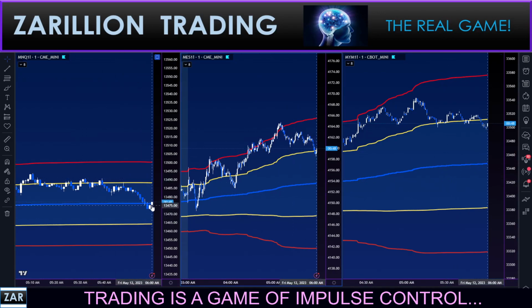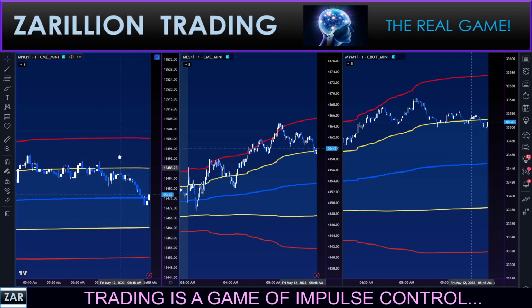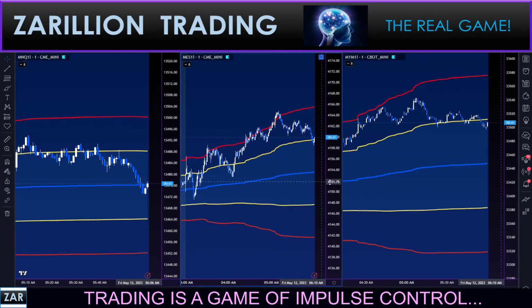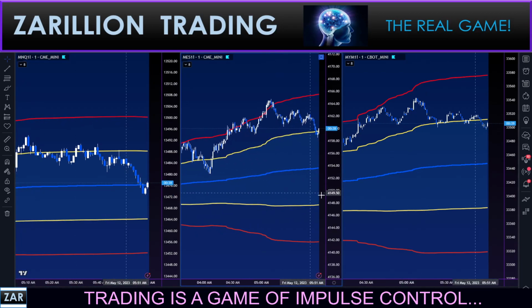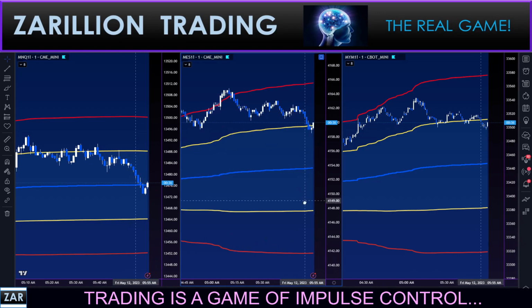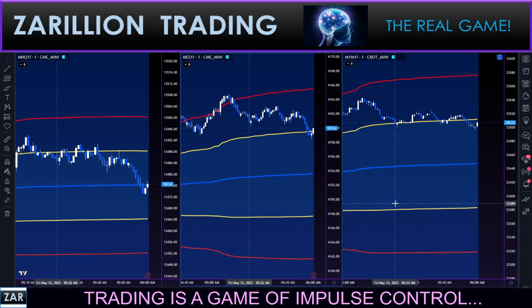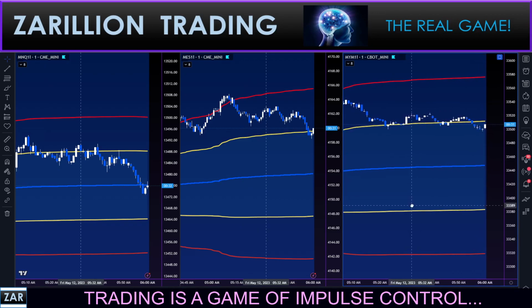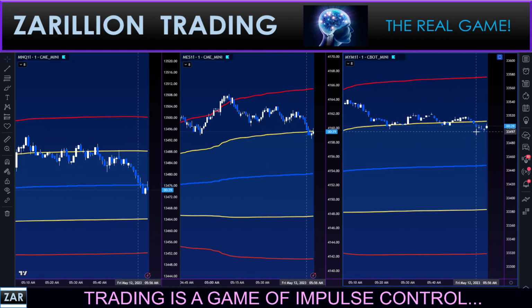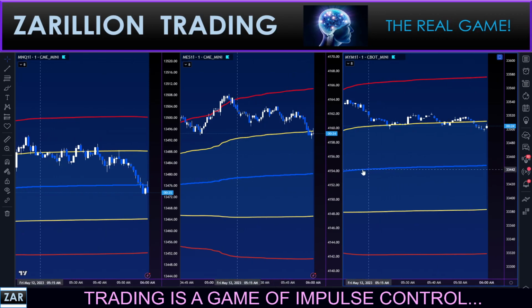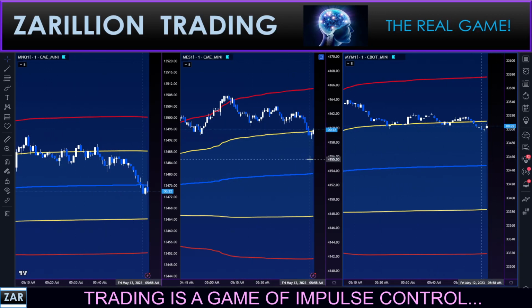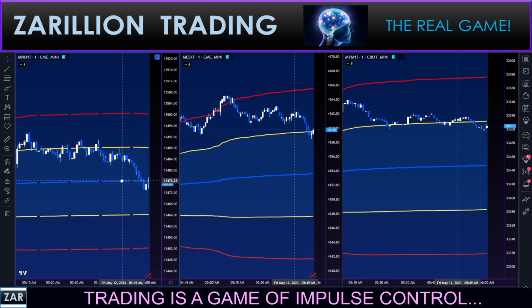NASDAQ trading at or just below, now just above, but right on VWAP, the volume weighted average price. Whereas the S&P and the Dow are both above volume weighted average price, the blue line in the middle. They are at 1.25 standard deviations from VWAP. Not that meaningful right now, quite frankly, because we're early.